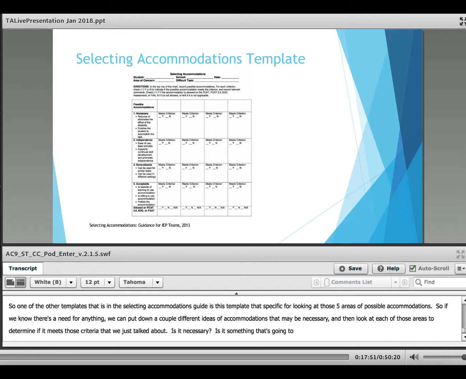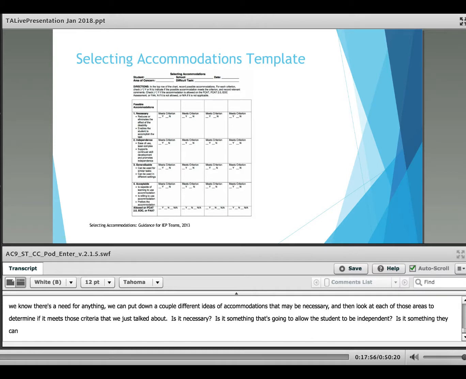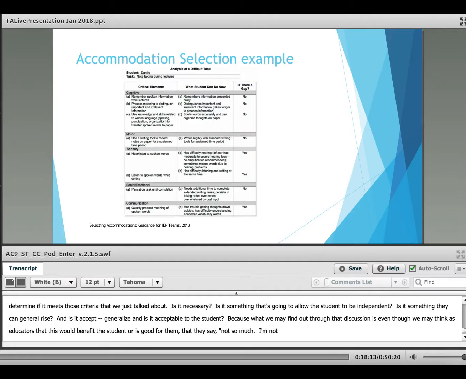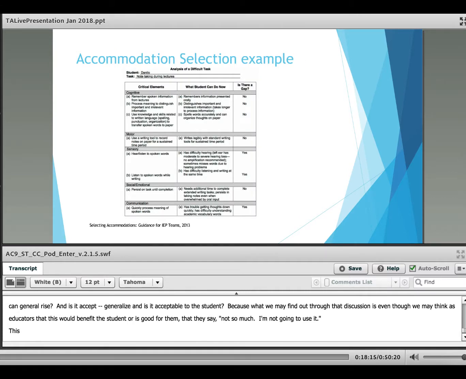Is it necessary? Is it something that's going to allow the student to be independent? Is it something they can generalize? And is it acceptable to the student? Because what we may find out through that discussion is, even though we may think as educators that this would benefit the student or is good for them, they say, not so much, I'm not going to use it.